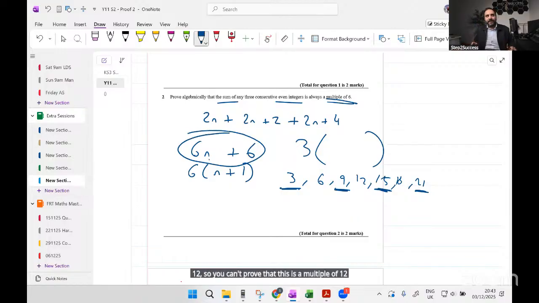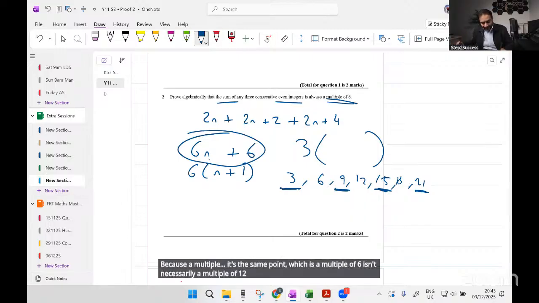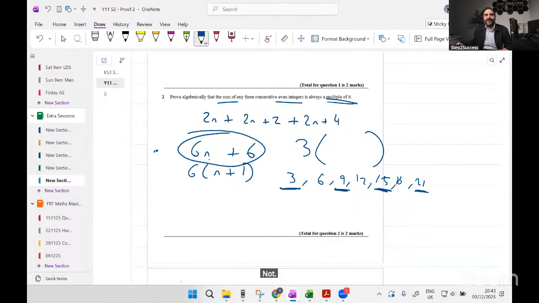You can't, because a multiple of 6 isn't necessarily a multiple of 12. This is a multiple of 6, not anything else. I guess you could prove it's a multiple of 2, because every multiple of 6 is a multiple of 2. It's just a bit of a confusing one. But in this case, that's what you're supposed to do.